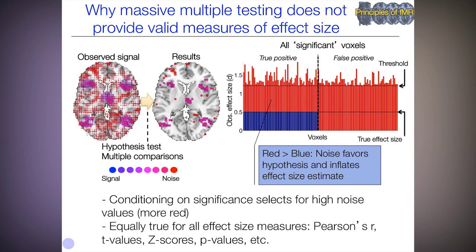Now, one other point is that this is true whether I'm looking at a correlation value, an R value, or a T value in a contrast or test, a Z-score or P-values. Any method, really, for brain mapping has the same kind of bias. And a common misconception is that if we correct for multiple comparisons, then that's going to solve this problem. And sort of counterintuitively, multiple comparisons correction actually makes the problem worse.